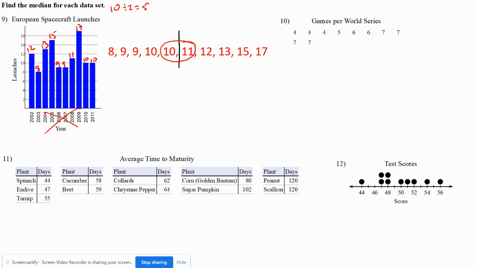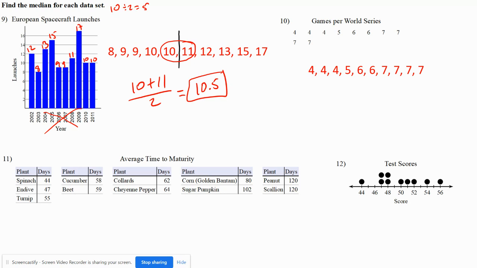So I can ask myself, what's the number between 10 and 11? We can think of it the way we're going to figure it out. I'm going to add the two numbers and divide it by 2. 10 plus 11 is 21. 21 divided by 2 is 10.5. That's the median.